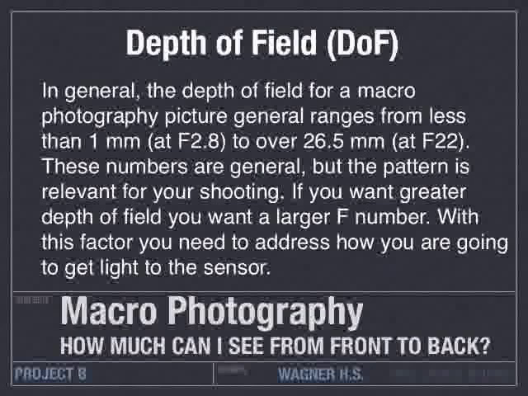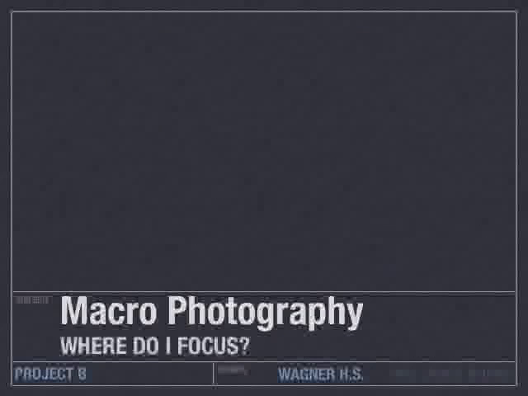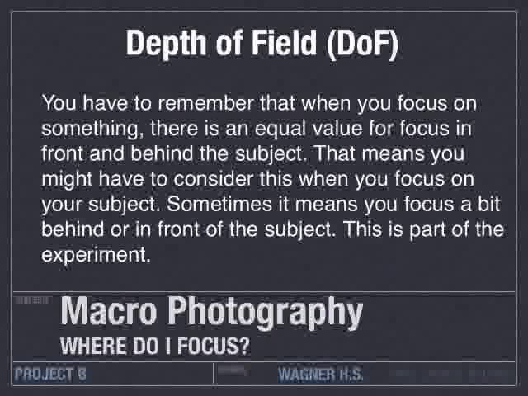With this factor, you need to address how you're going to get light to the sensor, because as you know, the larger the F number, so if you're at F22, it's going to require a great deal of time to get the sensor to take in the amount of light that it needs to properly expose that image. So, knowing that we're still talking about depth of field, we're also going to talk about what's important for how you're going to get the light to the sensor.